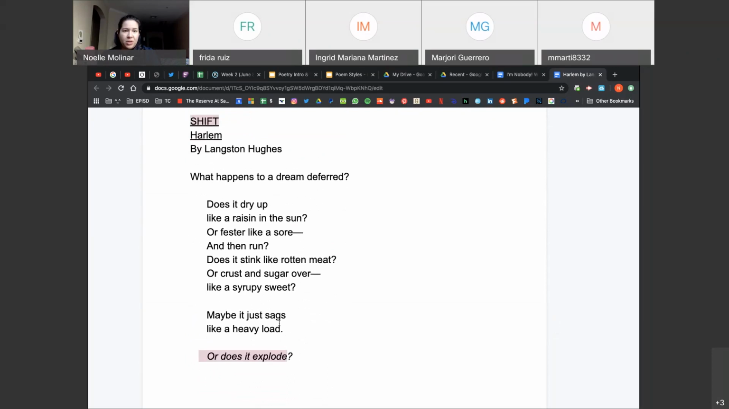And shift, we also have a shift. So here it happens at the very end. Here we have things like, well, is it like fruit? Is it like a cut? Is it like meat or something kind of sweet? We don't know. And then they kind of go maybe. And then all of a sudden we get a very violent image of explode.